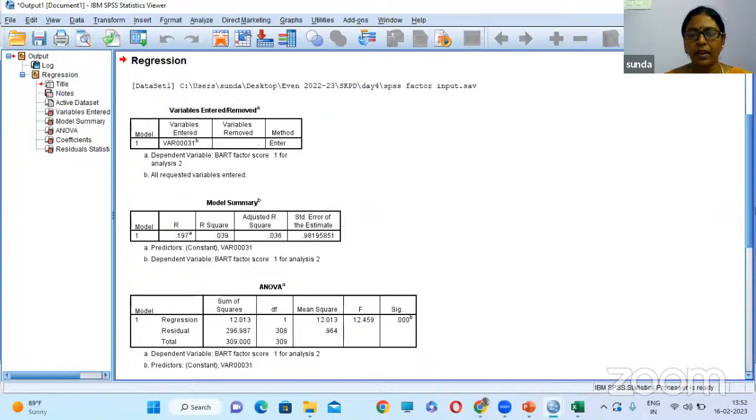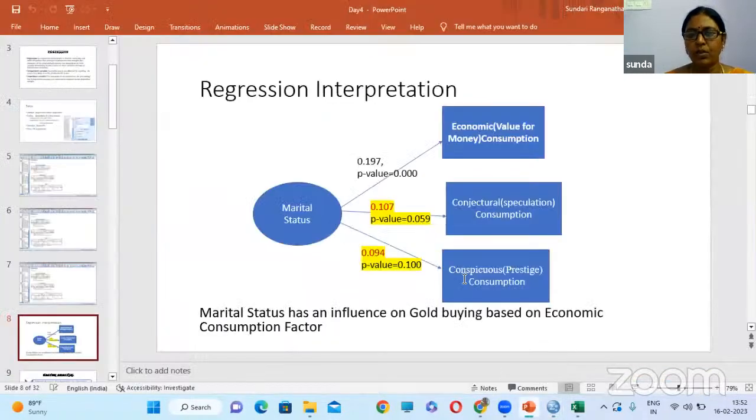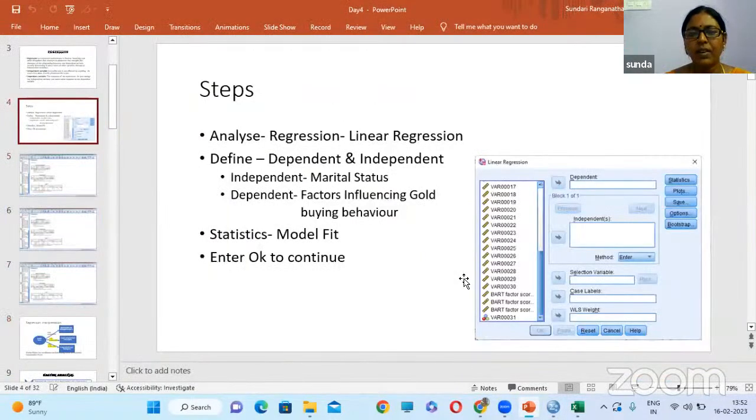Okay. Now I'll move on to my PowerPoint slide to show you the steps once again. In case of your regression, you have to try the regression model for each and every factor separately. You can't be combining all the factors. The steps involved in applying SPSS: go to your analyze, choose regression, and then choose linear regression. And then in define, you have to define your independent and dependent variable.